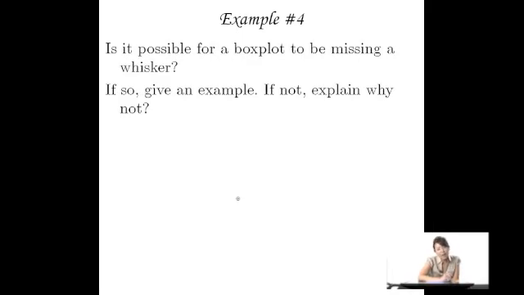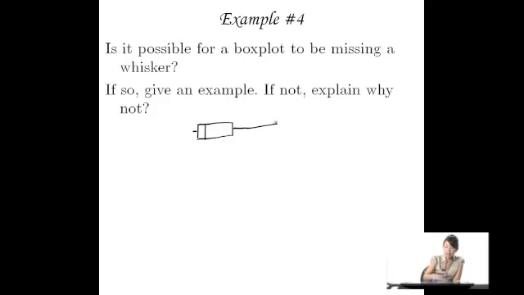Example 4. Is it possible for a box plot to be missing a whisker? If so, give an example. If not, explain why not. Well, let's think about this. We know that when it's skewed, let's say skewed right, this side's whisker can be very small and this side's whisker can be very long. Now, what would it mean for it not to have a whisker at all? Well, one thing might be that you might have so many values that are exactly the same, so you can't quite split them up into whisker and box.